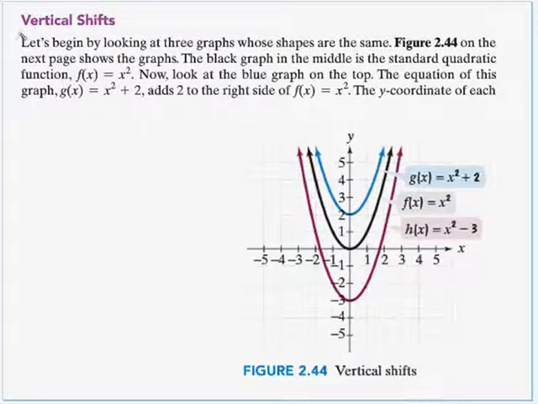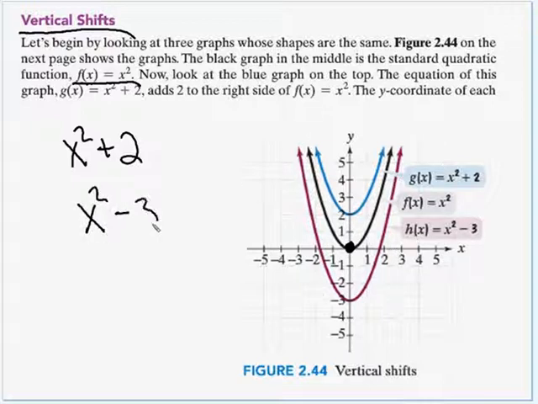So we'll start with the easiest of them, and that's a vertical shift, a shift up or down. Let's look at 3 graphs whose shapes are the same. The figure here on the bottom of this slide shows the graphs. The black graph in the middle is the standard function, f of x equals x squared. That's our basic parabola going through the origin. Now look at the blue graph above it. The equation of this graph is x squared plus 2. And then we have this other purple graph, and we see that is x squared minus 3.